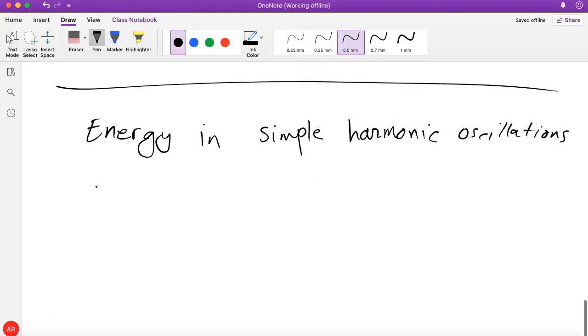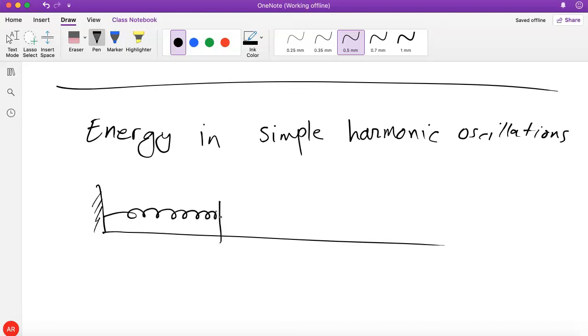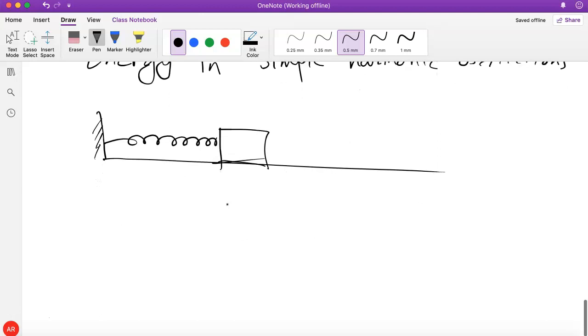So it's helpful to consider an example of a mass on a spring. So in 161, you saw the expression for the energy stored in a spring that's stretched, right, by some length from its natural length.